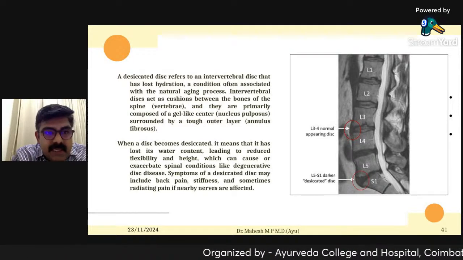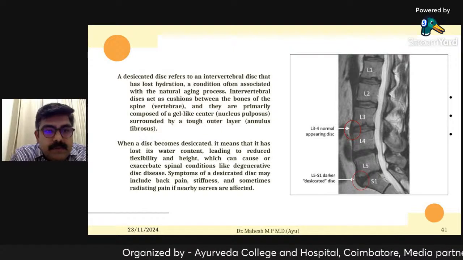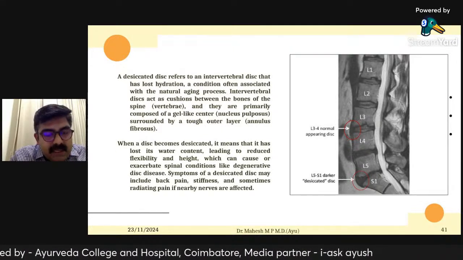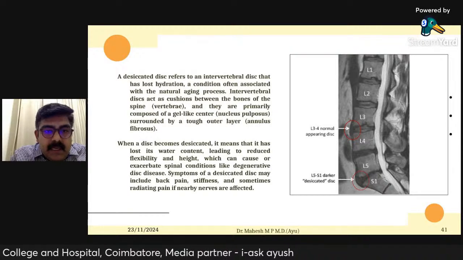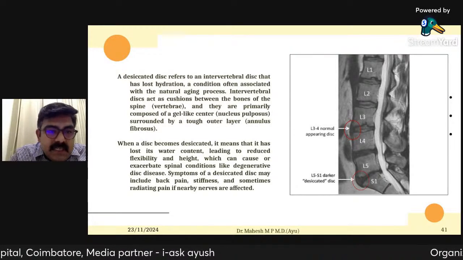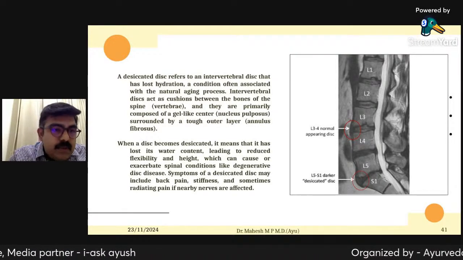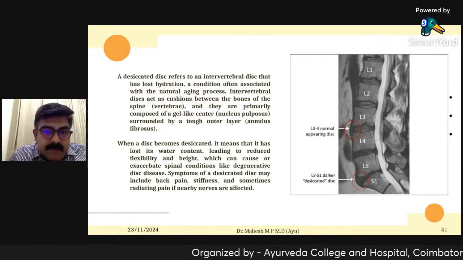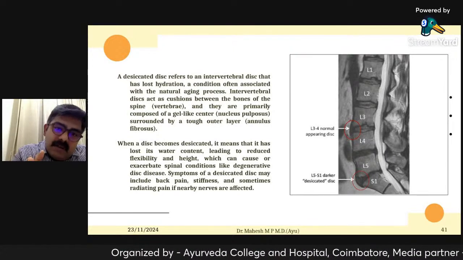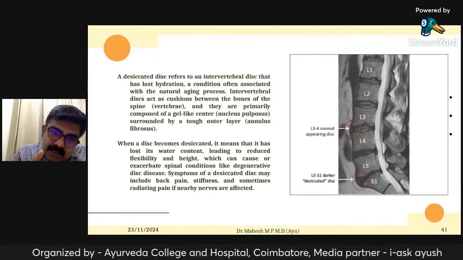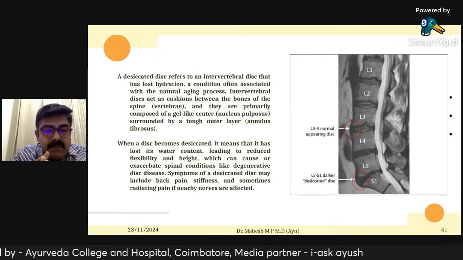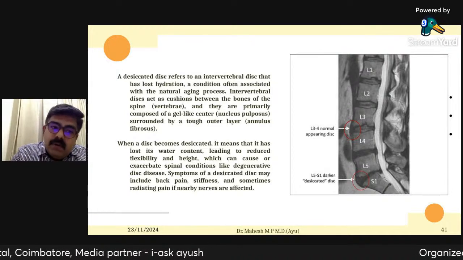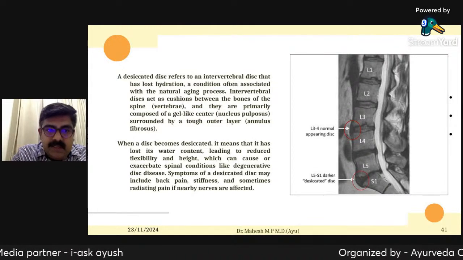Intervertebral discs mainly act as cushions or shock absorbers between the bones of the spine, that is the vertebrae, and they are primarily composed of a gel-like center called the nucleus pulposus, with an annulus fibrosus covering. Sometimes disc bulges happen, and even the annulus fibrosus may rupture, and the nucleus pulposus may come out, which we can also see in some conditions.